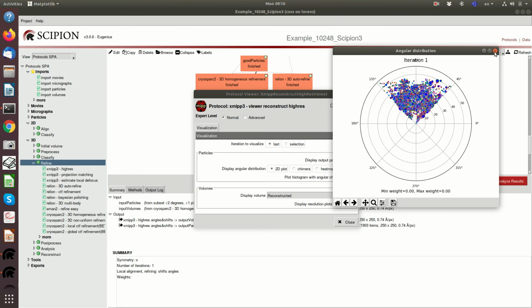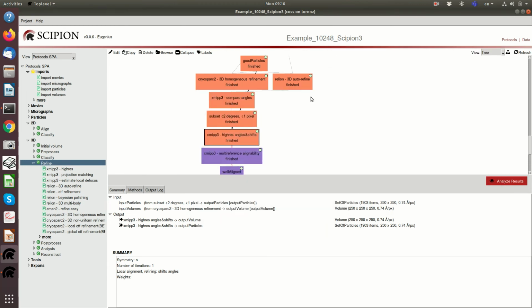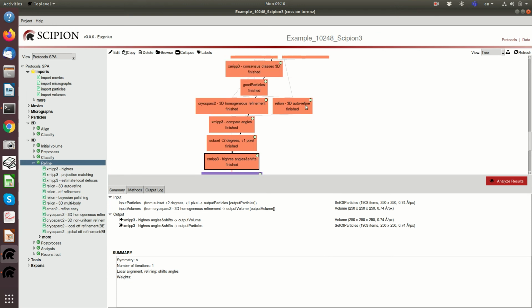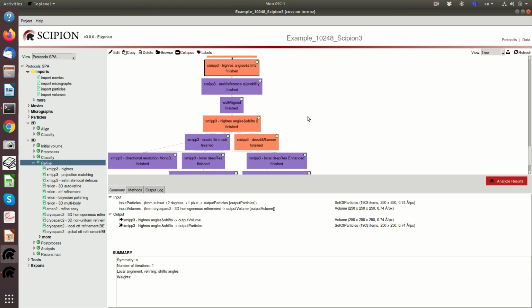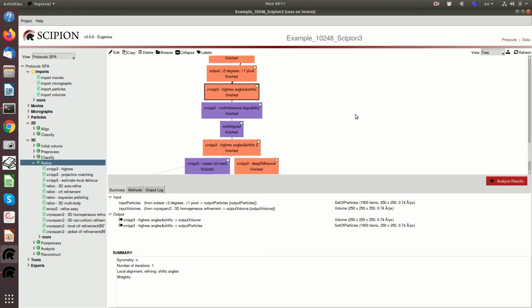Okay, so those are the verifications that we can do at this point, and in the next video we will do further verifications and further refinement of the 3D structure.